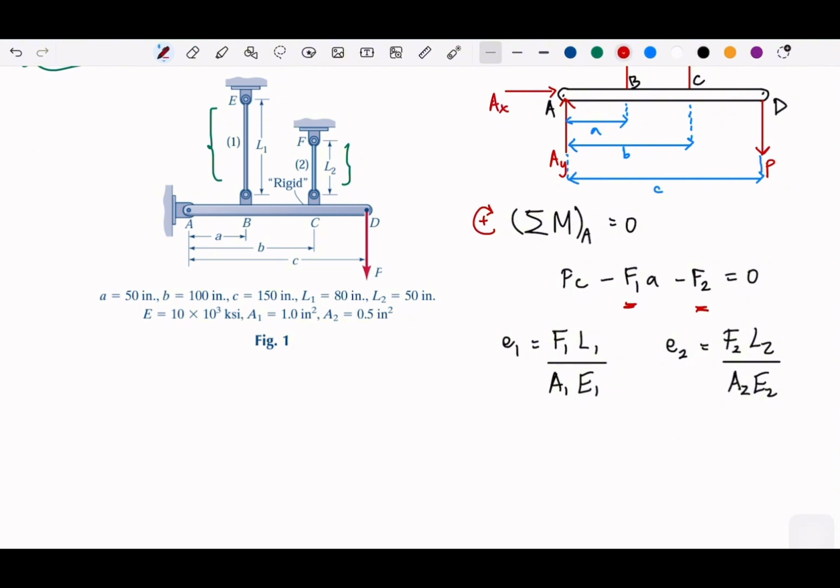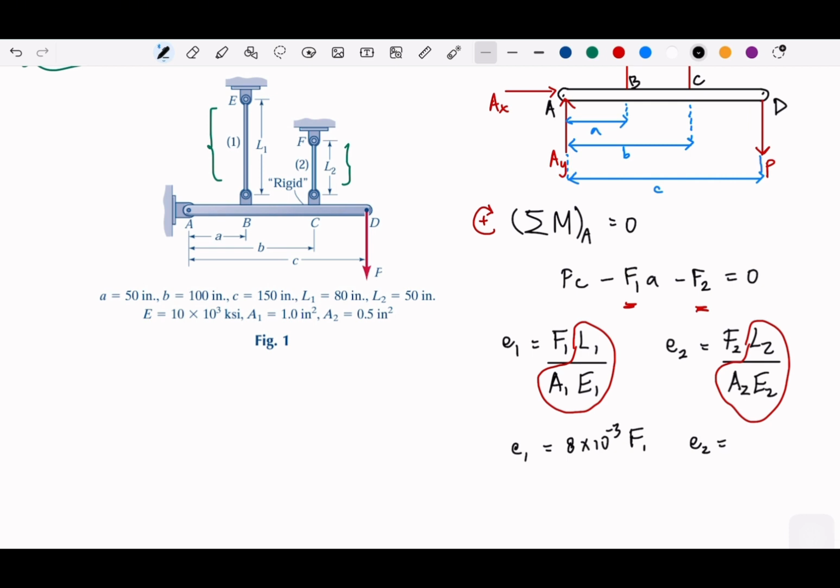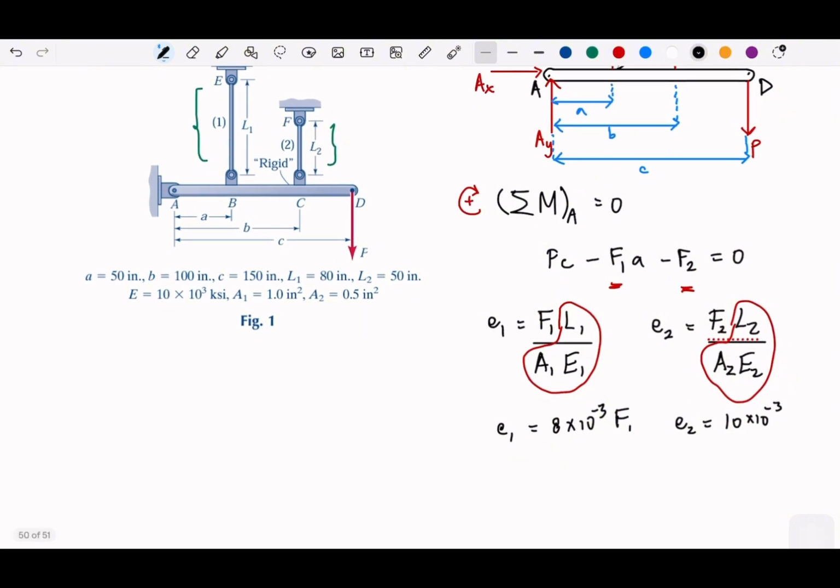Or you could take this L1, A1, E1 first, you can compute and we get the E1 and E2. This will be around 8 for F1, E2 will be around 10. I think this is already rounded to several decimals. This is F2.